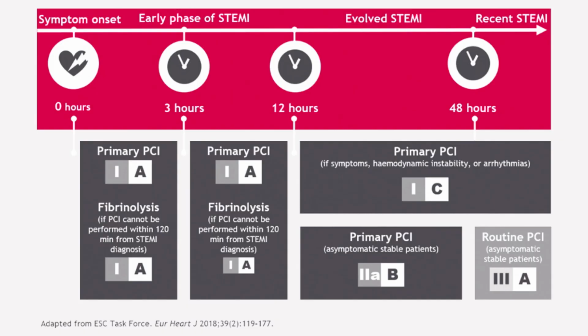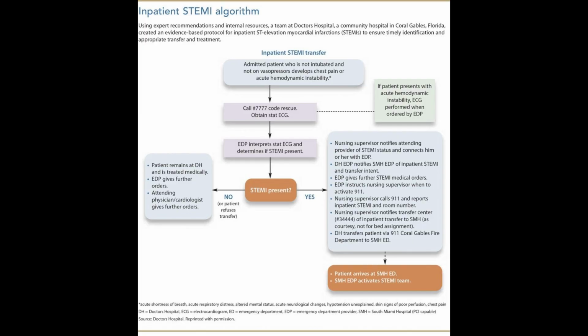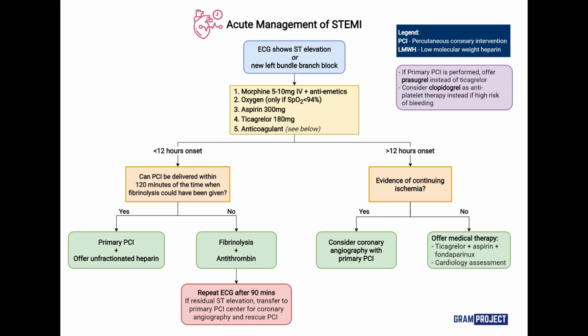Then you switch strategy. You use fibrinolytic therapy, clot-busting drugs, thrombolytics, and the goal for that is a door-to-needle time of 30 minutes or less. Give the drug fast. 30 minutes door to needle if PCI isn't feasible within 120 minutes.